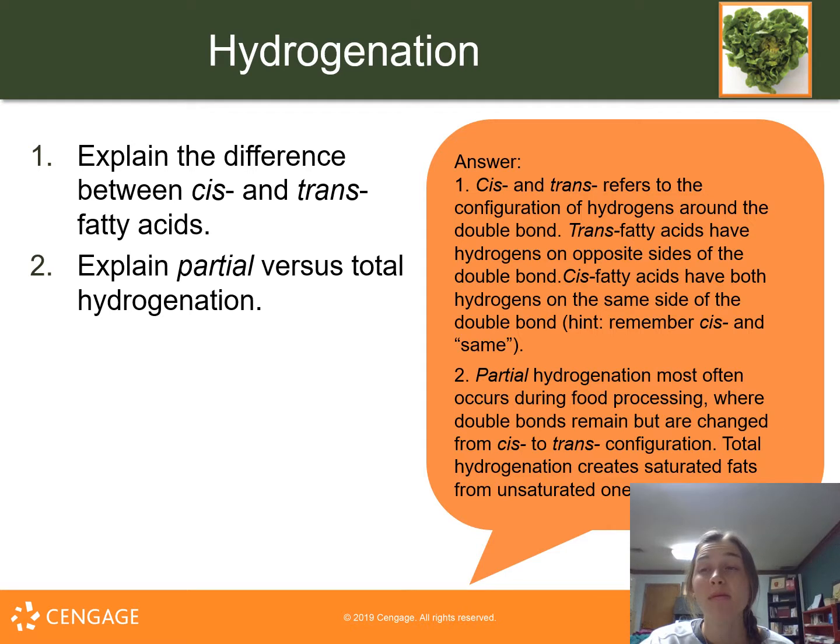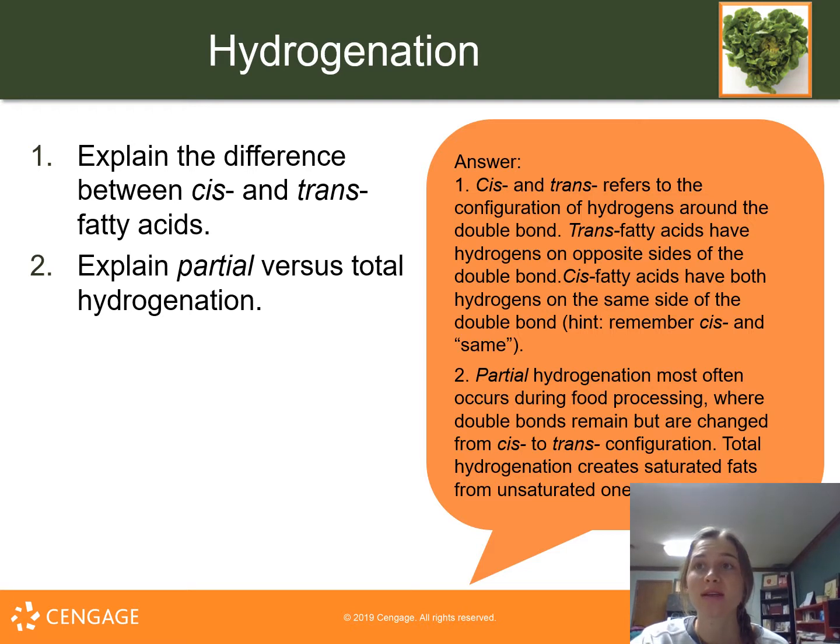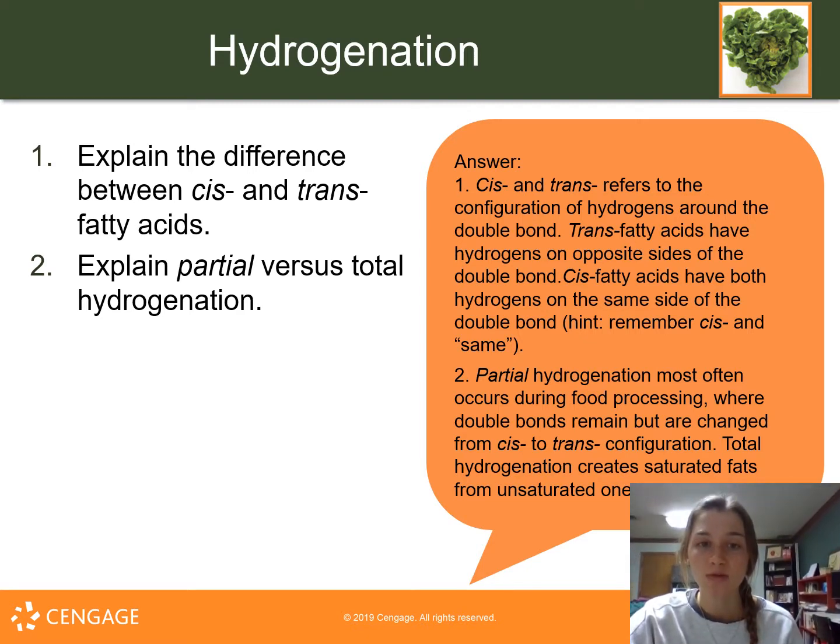So you can remember cis means the same. And with partial hydrogenation, that's most often during food processing, where the double bonds remain but are changed from cis to trans. Total hydrogenation is when an unsaturated fat is completely transformed into a saturated fat. But hydrogenation is the processing that deals with the development of trans fats, and we'll get into a bit how dangerous those are for health.